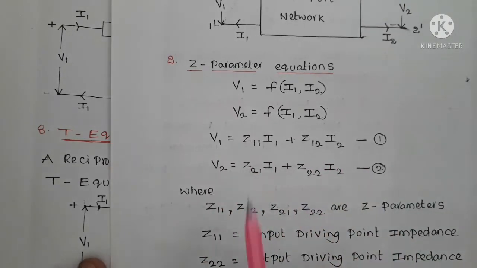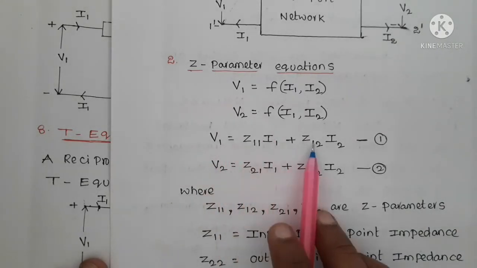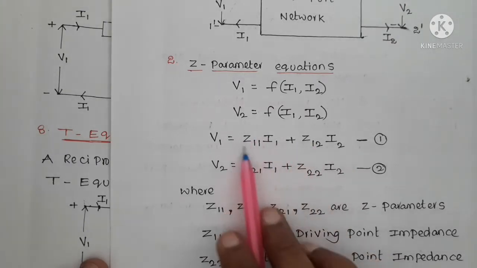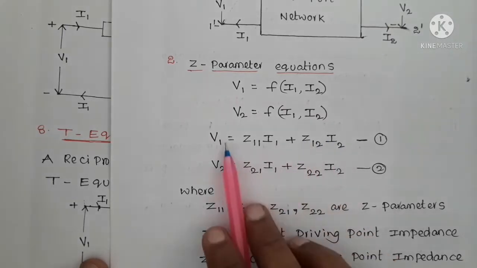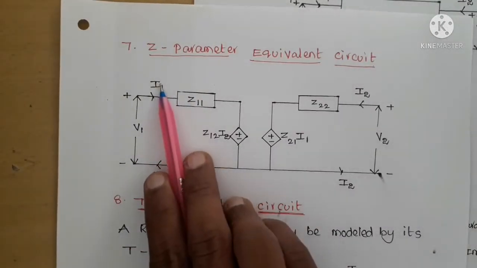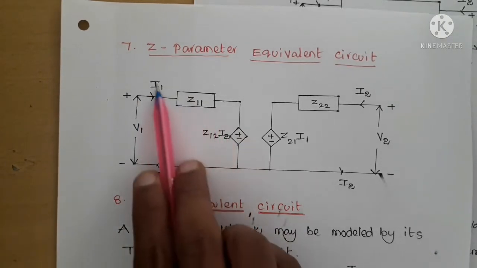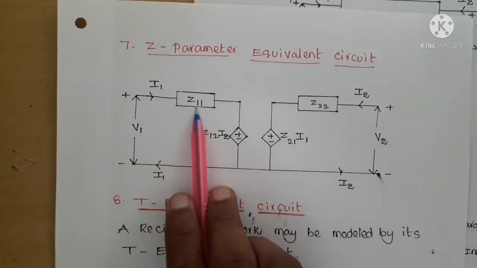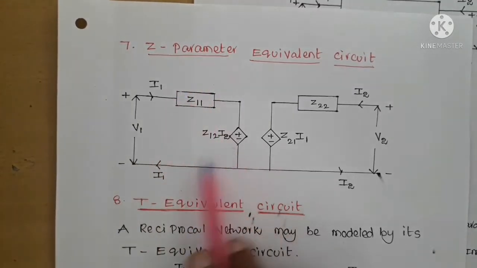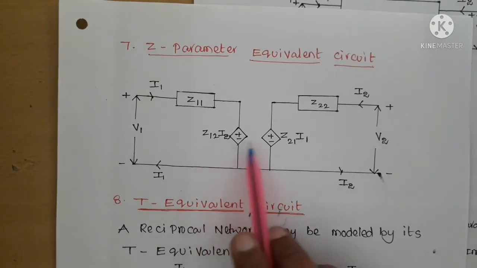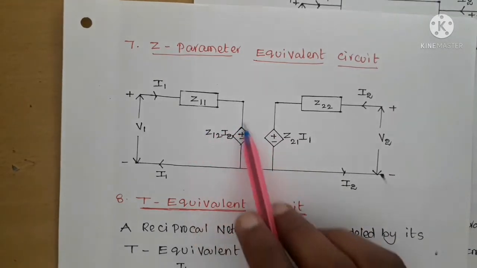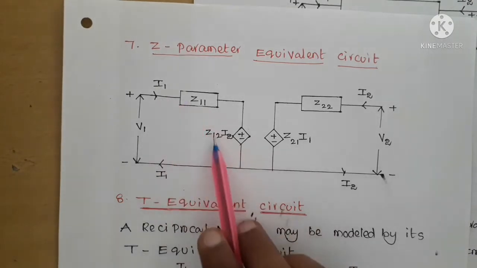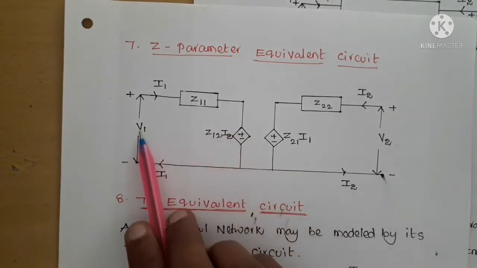So V1 equal to Z11 I1 plus Z12 I2. Z11 I1 is a voltage and Z12 I2 is a voltage. So here Z11 I1 voltage plus Z12 I2 voltage is equal to V1. So if you draw the diagram like this, V1 equal to Z11 I1 plus Z12 I2. I1 is already there from port 1. If that I1 is multiplied with Z11, you get Z11 I1, which is a voltage. Second voltage is Z12 I2. I2 is the port 2 current. So that's why I am taking a dependent voltage source to satisfy this term Z12 I2. So Z11 I1 plus Z12 I2 together is equal to V1.